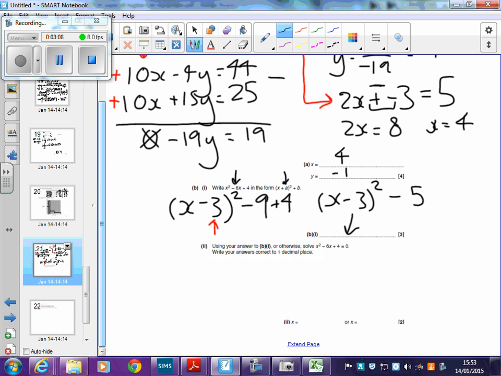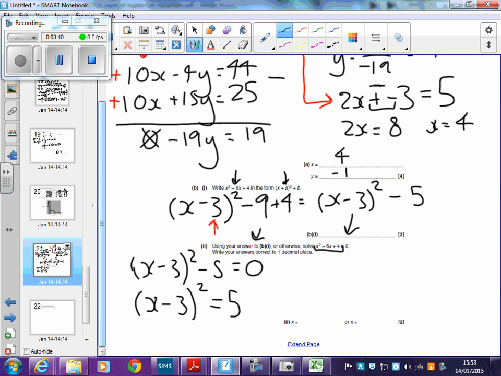Next bit is then to solve that equation equals 0. Instead of actually solving the equation that they've got us, because they've said use your answer to part B, we're going to use what we've just worked out. So we're going to take that x minus 3 squared minus 5 equals 0, and we're going to solve that. We can do this quite nicely because the whole point of completing the square is the x only appears in one place, so you can just move everything else away from it and it gets left on its own. Moving the 5 across, I've now got x minus 3 squared equals 5.